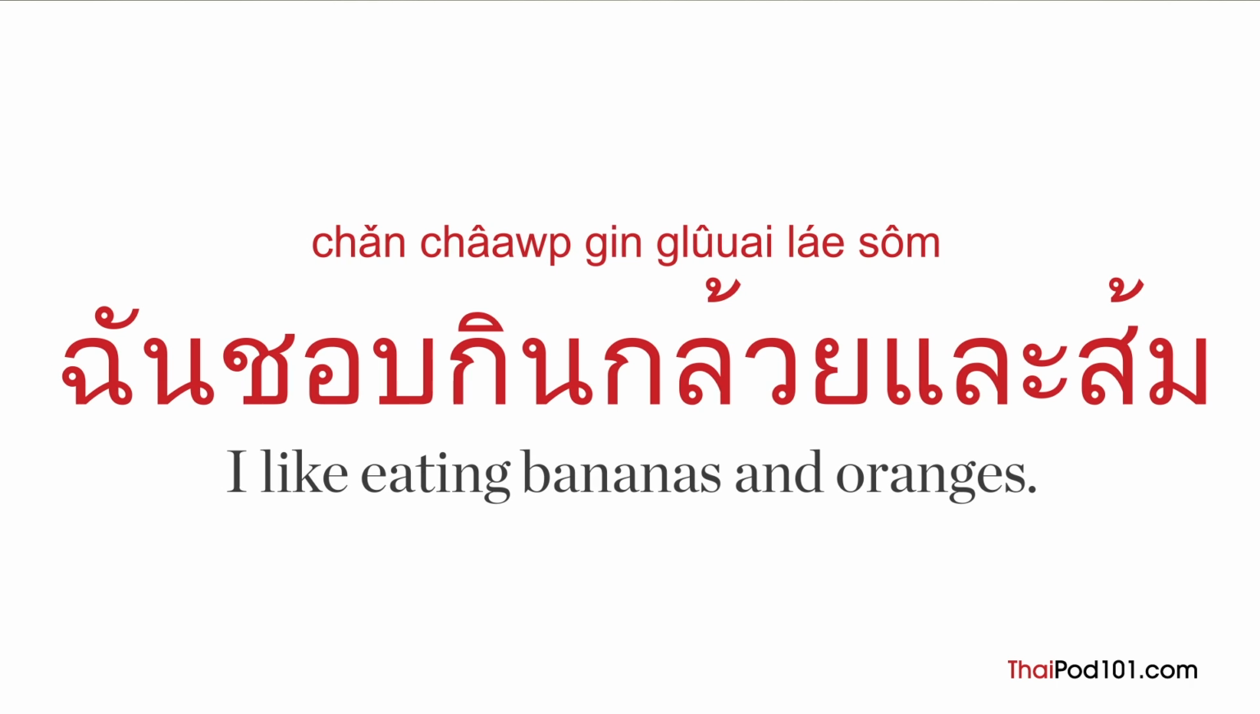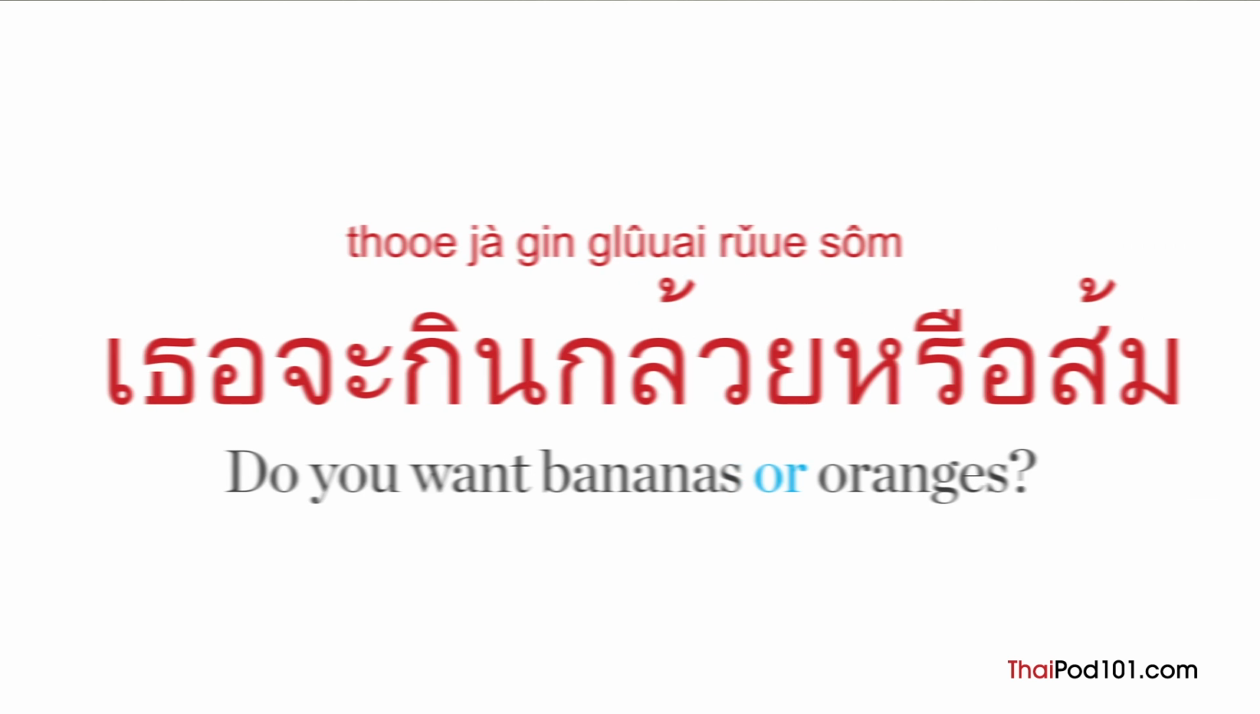The second conjunction word is และ, or and in English. This is used in an almost identical way to the English word as well. For example, ฉันชอบกินกล้วยและส้ม, I like eating bananas and oranges. It usually connects two similar ideas together. Or, which is หรือ in Thai, is placed between two similar ideas or sentences. For example, เธอจะกินกล้วยหรือส้ม, Do you want bananas or oranges?